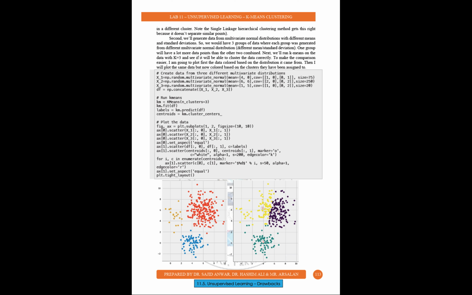Second, we'll generate data from multivariate normal distributions with different means and standard deviations. So we would have 3 groups of data where each group was generated from a different multivariate normal distribution, with a different mean and standard deviation. One group will have a lot more data points than the other two combined. Next, we'll run K-means on the data with k equal to 3 and see if it is able to cluster the data correctly. To make the comparison easier, I'm going to first plot the data colored based on the distribution it came from. Then I'll plot the same data, but now colored based on the clusters they have been assigned to. Here's the code, and here's the result.